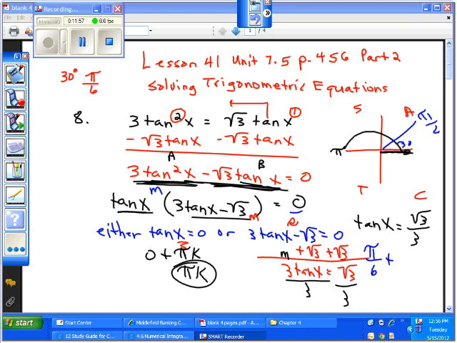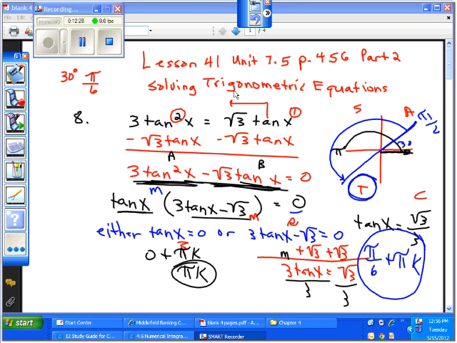Now, where's tangent positive again? The quadrant across from it. So how far do we have to go to get there? Only pi. Plus pi k. So we have pi k, and we have pi over 6 plus pi k. Any questions on number 8?